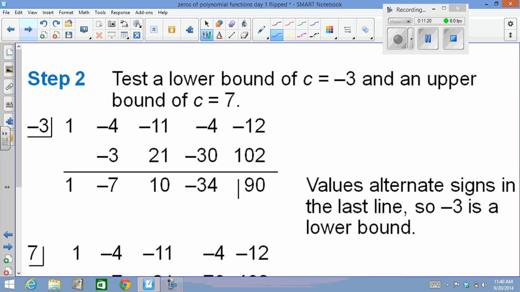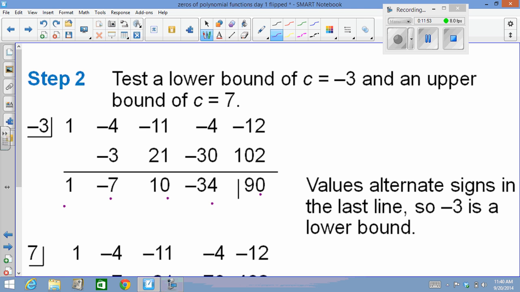So I'm going to test bound limits. If we think it's going to be at negative 3, I'm going to substitute in a negative 3. When I substitute in a negative 3, and of course I'm using synthetic division, I notice I have positive, negative, positive, negative, positive. So that tells me that negative 3 is my lower bound. There's going to be nothing else lower than that. So I wouldn't need to check a negative 4. I wouldn't need to check a negative 6 or a negative 12 because none of those are going to work.